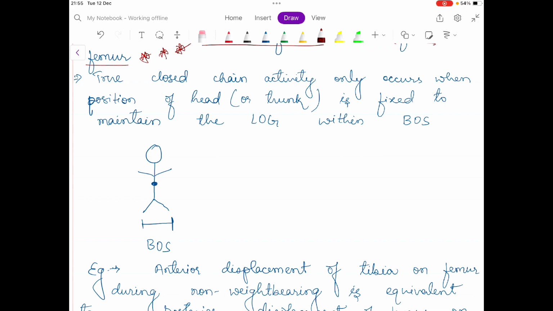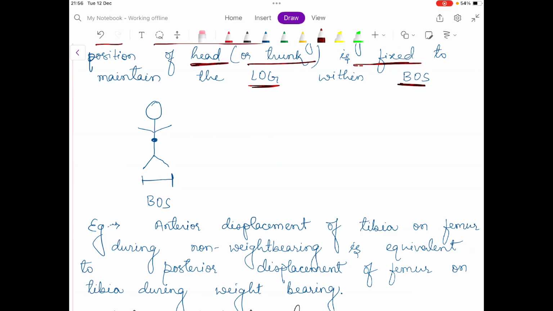The next point is, true closed chain activity can only occur when the position of the head or trunk is fixed in the air to maintain the line of gravity within the base of support. Now what is line of gravity? Basically, a line of gravity is the straight line or the perpendicular line drawn from the center of mass. This is the center of mass, COM in the short form. So it is a line drawn from the center of mass towards the base of support perpendicularly.